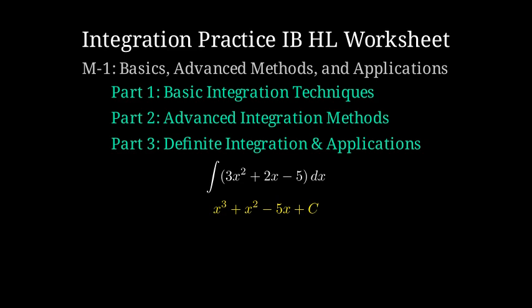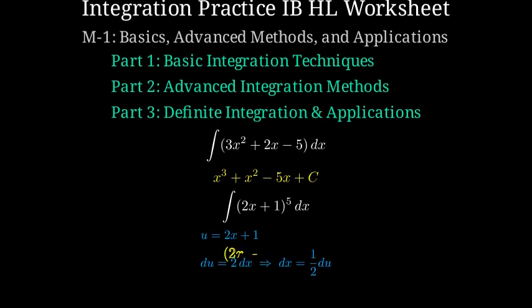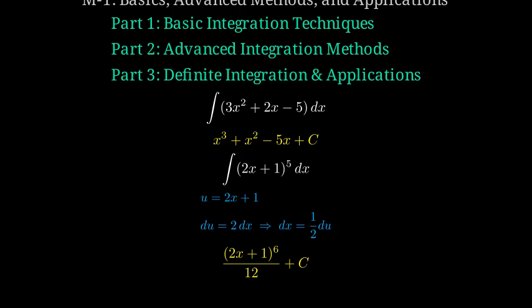Now an example with substitution. Integrate the quantity 2x plus 1 to the fifth power. Let u equal 2x plus 1. Then du equals 2 dx. So dx is 1/2 du. Now, the integral becomes 1/2 times u to the fifth, which is u to the sixth over 12. Finally, substitute back.